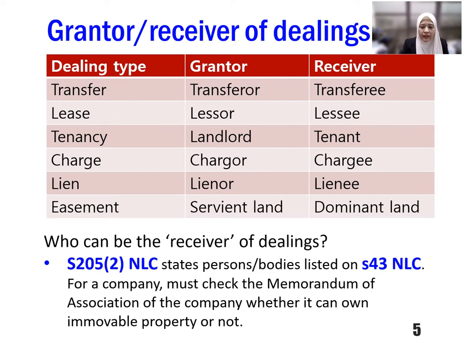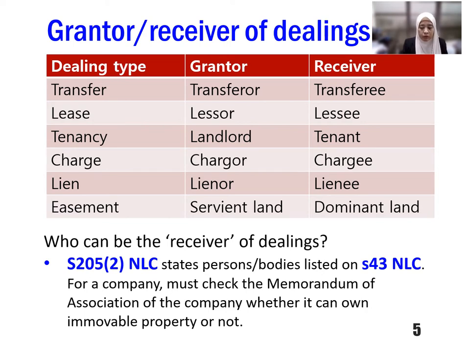For lien, the grantor is liener, the receiver is the lienee. Okay, liener is the proprietor, lienee is the party that lends money, so receives the lien. Easement is quite unique. The grantor of an easement, because an easement is a right that you create over someone's land, is the servient land.